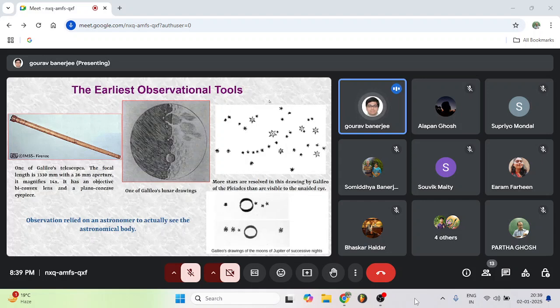So these are some images, like this is a lunar image. You have seen some Jupiter images also. Then whatever constellations and stars he was seeing through his eyes, he drew everything with pen and paper and recorded it. So this was the first type of observation carried out by Galileo.